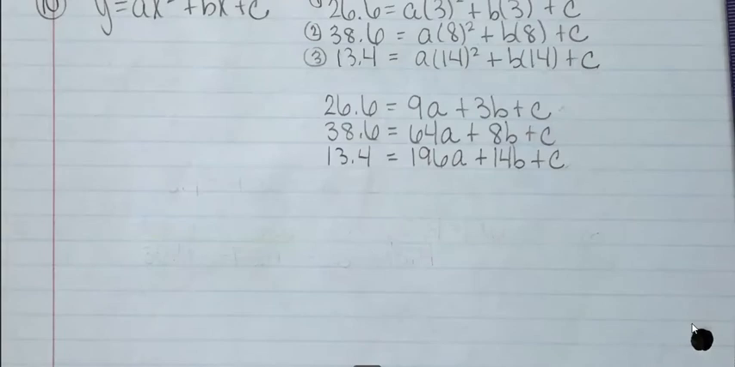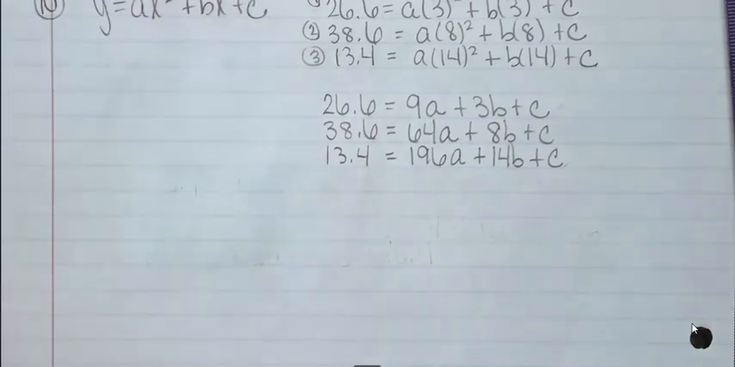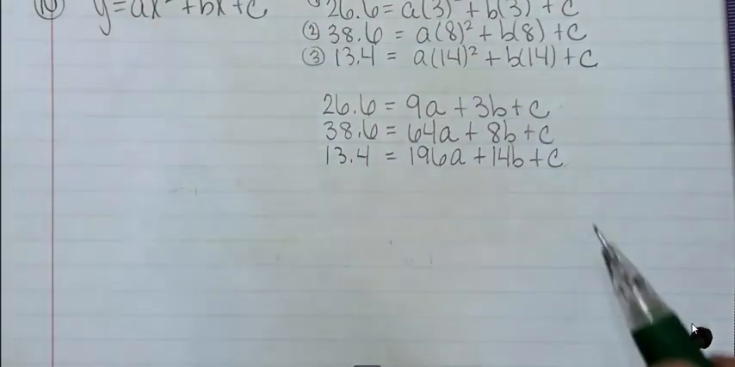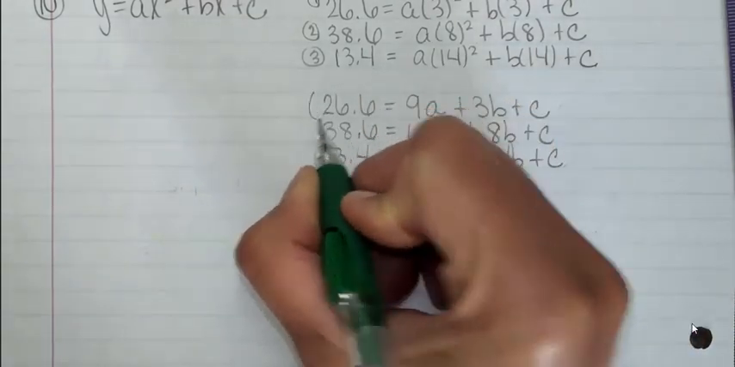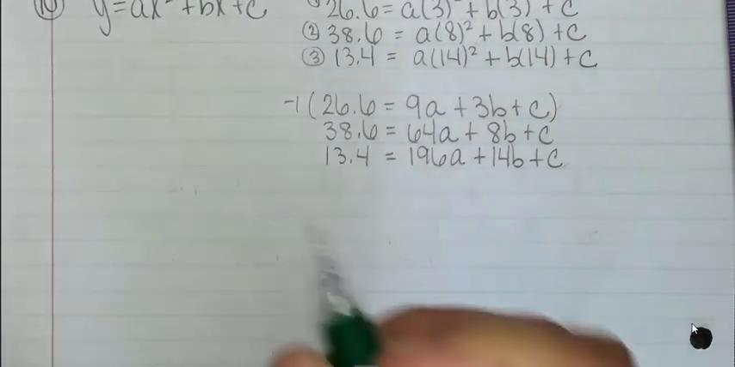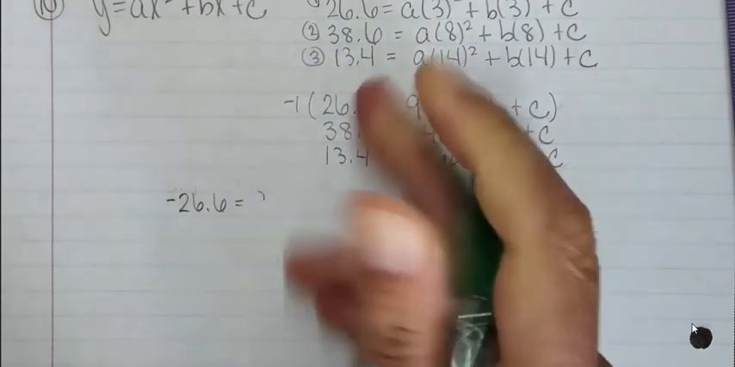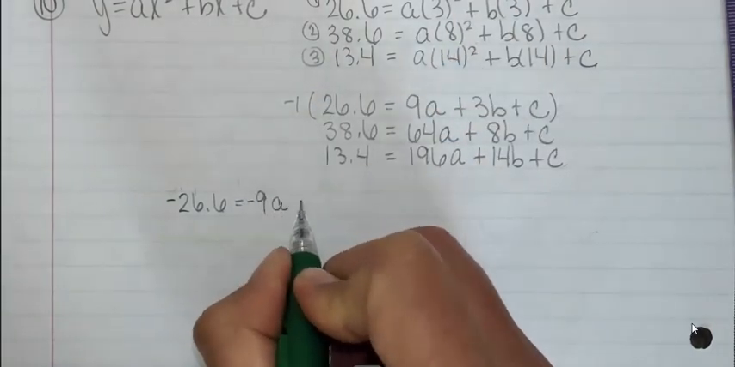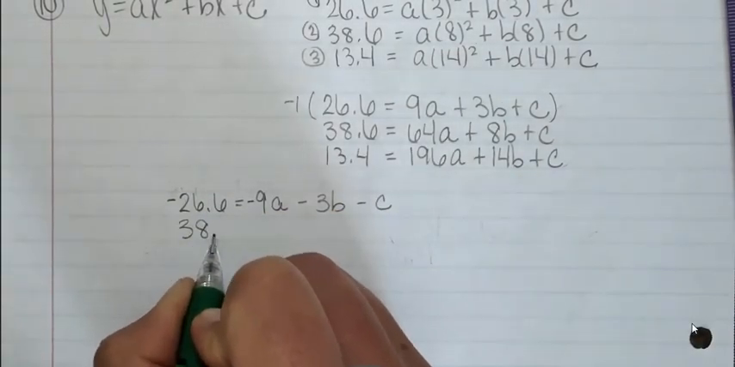I think the easiest way to go about this is to use combinations to get rid of my c's. So I'll pair up equation 1 and 2, and then maybe equation 2 and 3, and make the c's opposite of each other, so that way they cancel out. So let's see, how about we take this first one and we'll make that negative. So I'll multiply this whole thing by negative 1. So I end up with negative 26.6 equals negative 9a minus 3b minus c. We'll leave the second equation the way that it was.